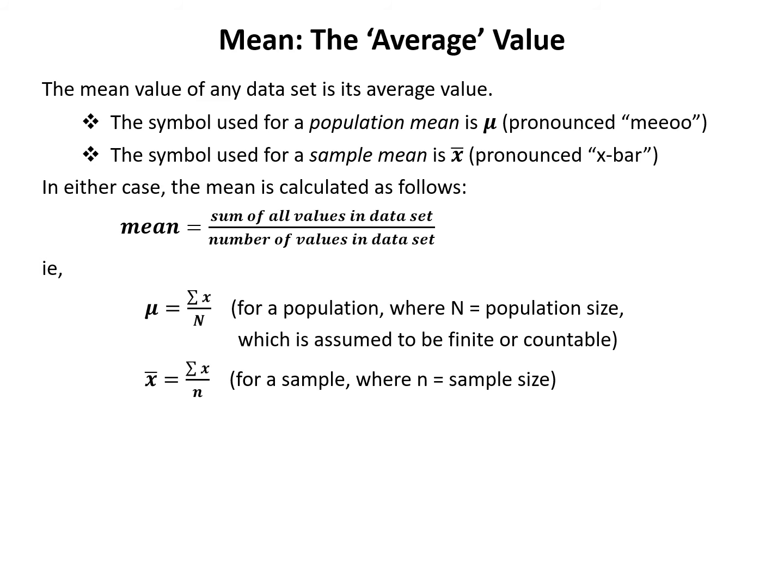So in other words, mu is equal to the sum of the x values divided by big N, the symbol big N representing the population size. And x bar is similarly calculated as the sum of all the x values divided by little n, which is used to denote a sample size.